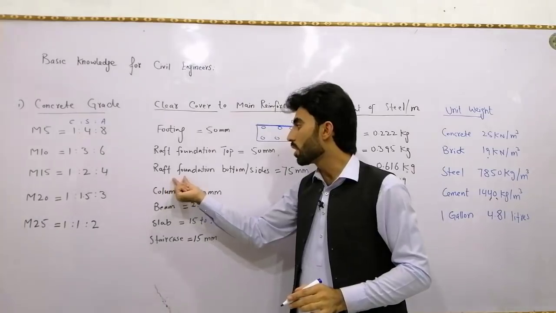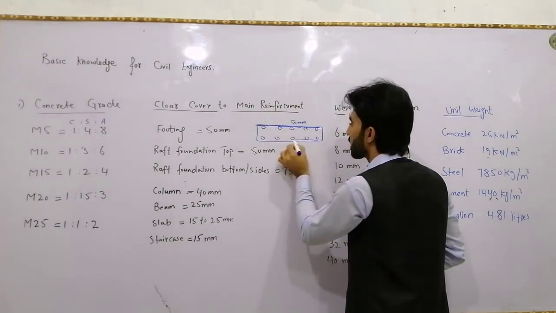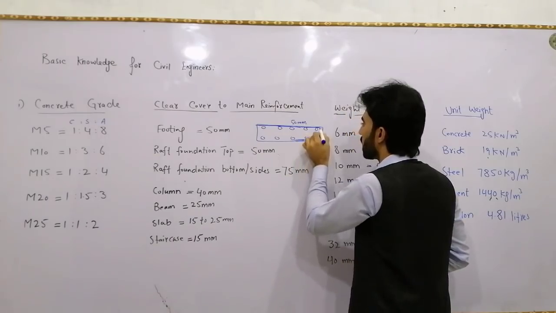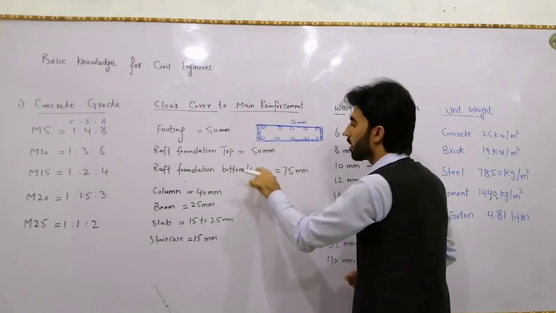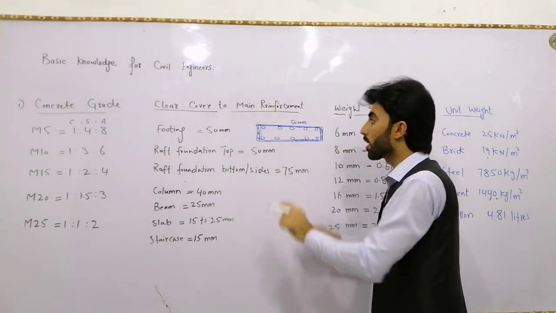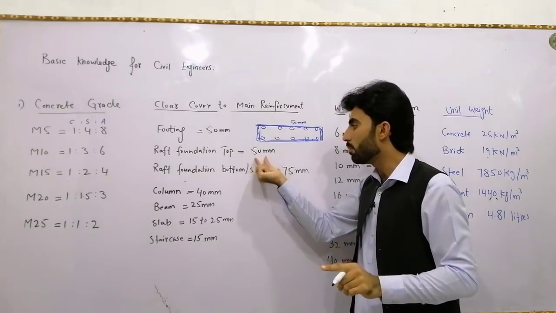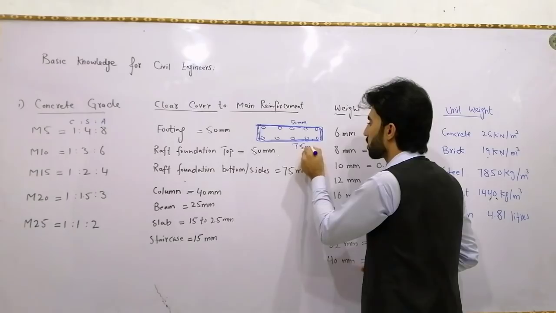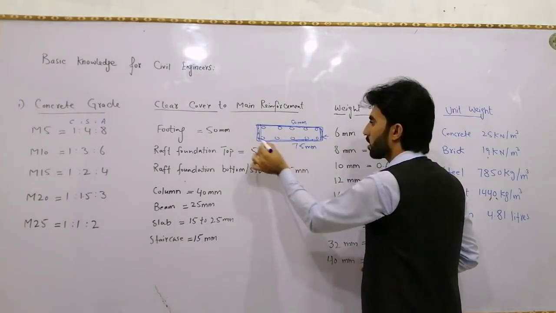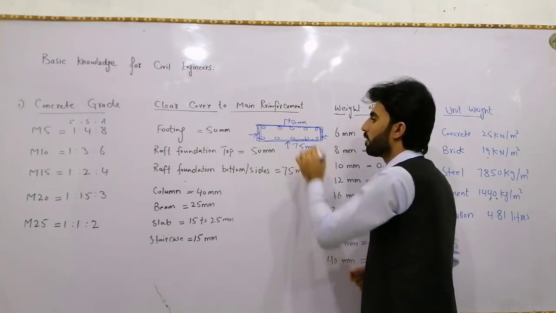And the other one is raft foundation bottom and sides. These are the sides of the raft foundation. It should be 75 millimeter. For the raft foundation, the top concrete cover should be 50 millimeter, and for the sides and bottom it should be 75 millimeter. Both sides and also the bottom should be 75, and the top should be 50 millimeter.